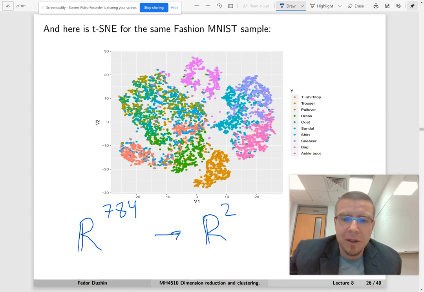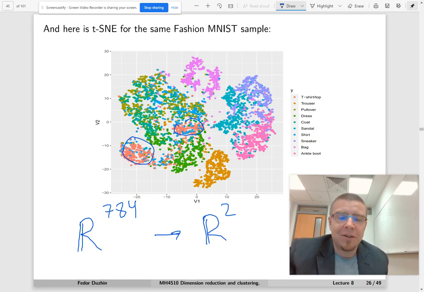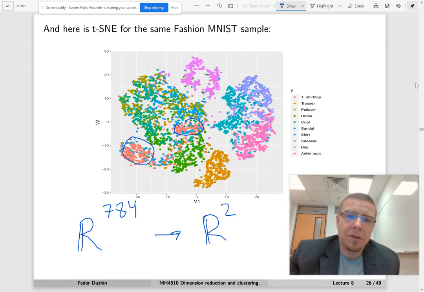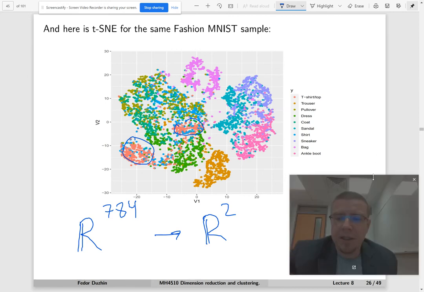I mean, not all of them. If you remember, t-shirt is quite hard to predict. So t-shirt is kind of scattered around, right? But some of the types are really clustered together, which means that it would be relatively easy to predict them using some simple technique. Okay, so this was about the motivation of the tSNE algorithm.